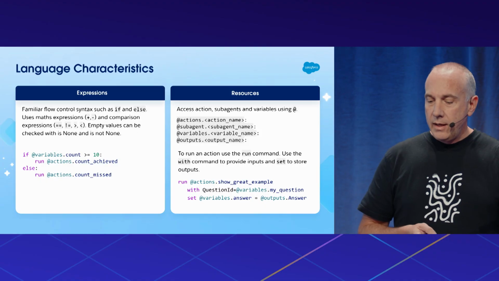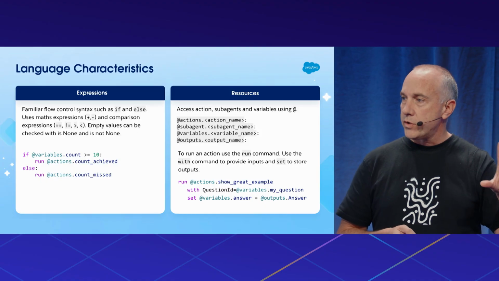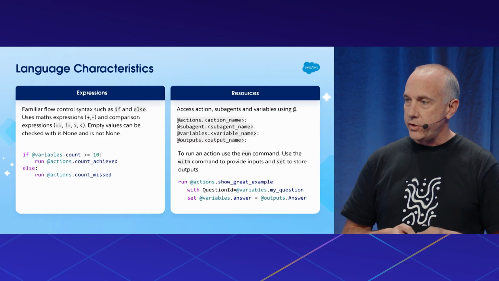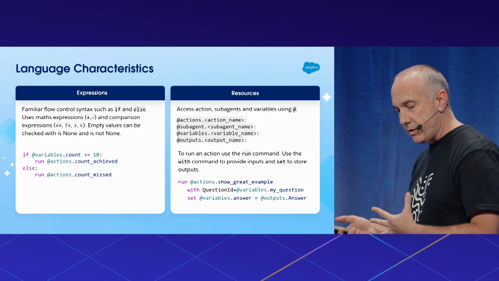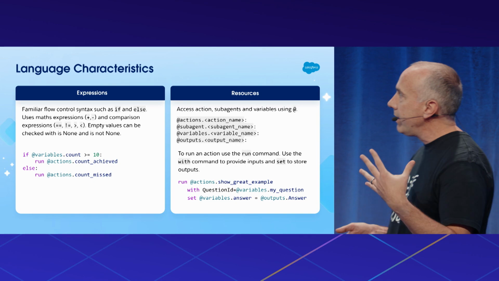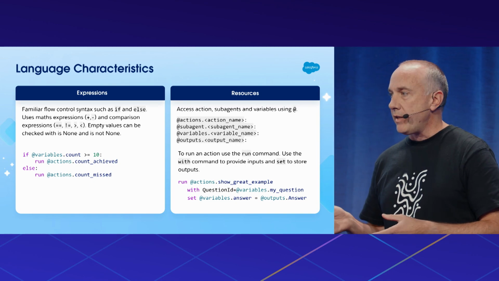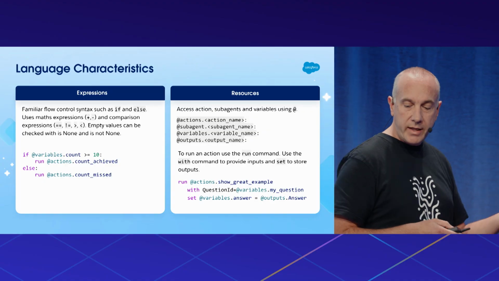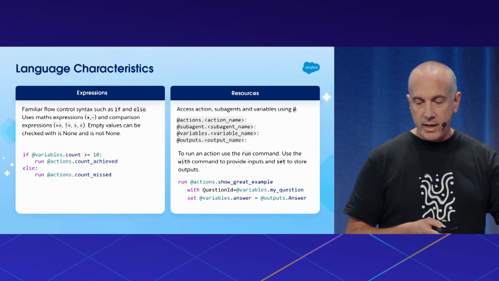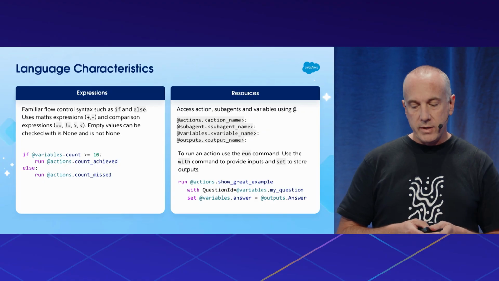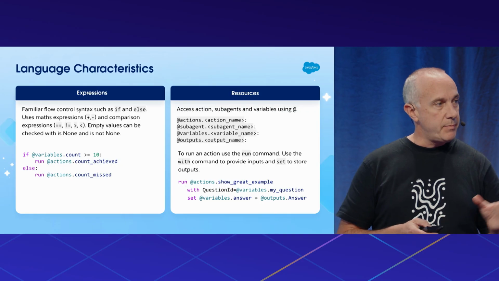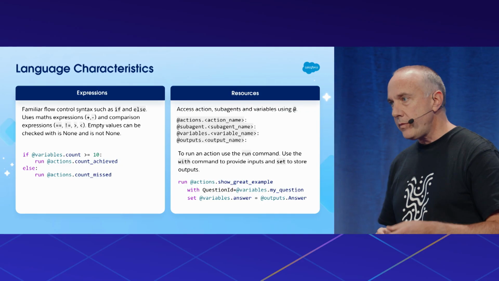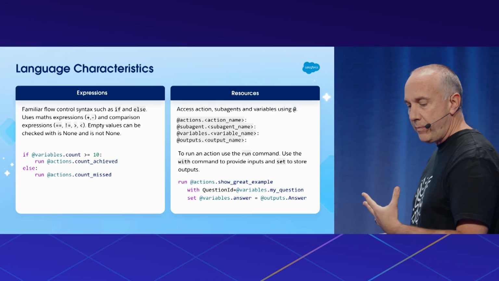Expressions. This is a similar flow control syntax to what most developers are used to. You can use if and else. You can use maths expressions like plus and minus, and comparison expressions like equals to, not equals to, greater than, less than. You can check for empty values with is none and is not none. So the example here is I've got a variable called count. If it's greater than or equal to 10, run a specific action. Else, do something else.